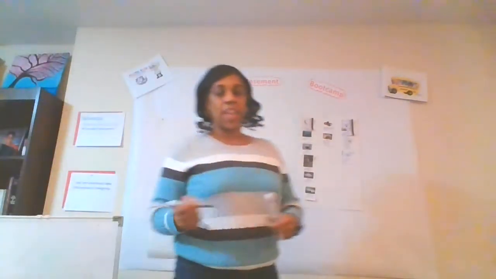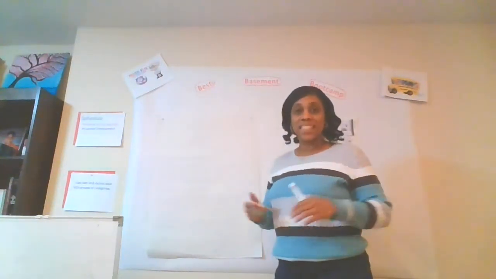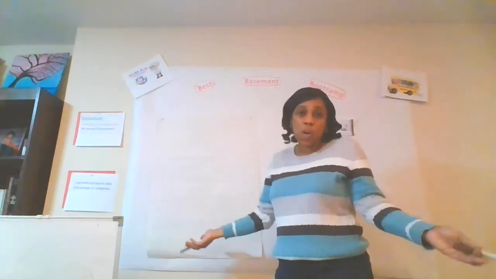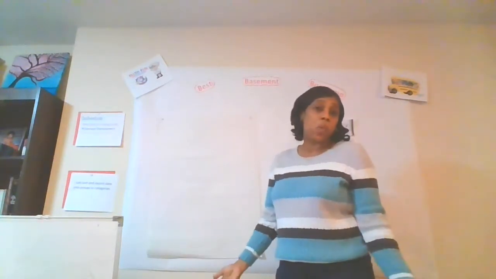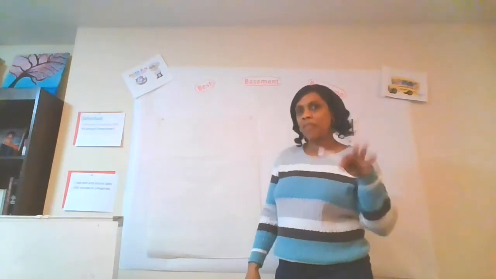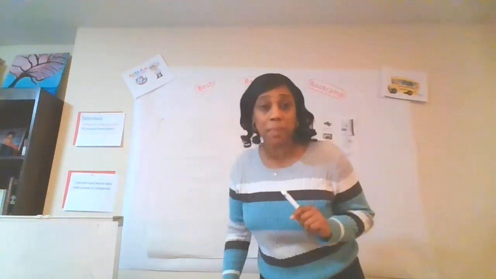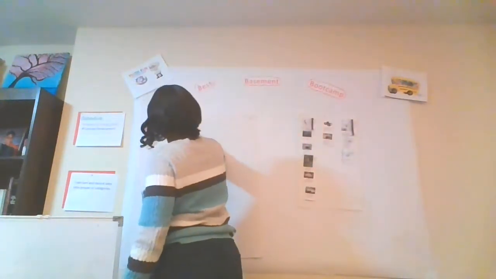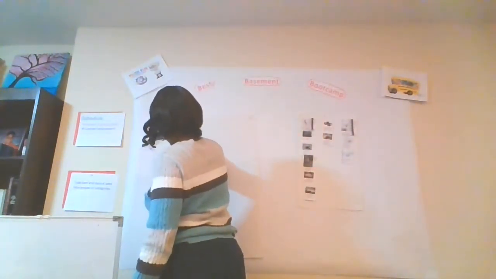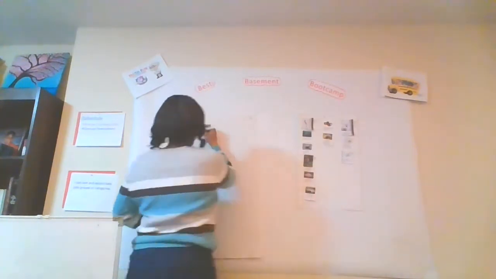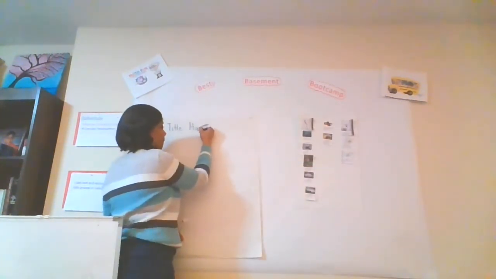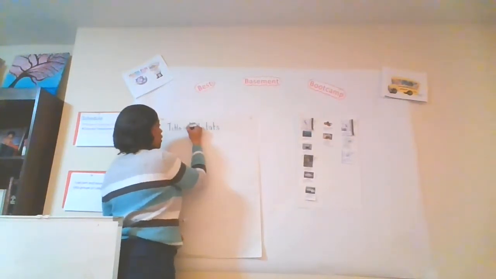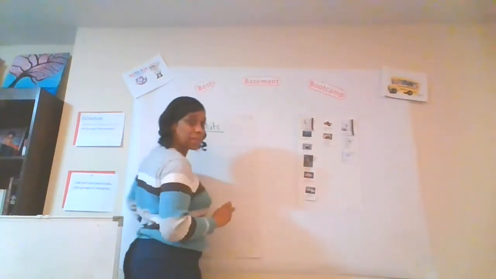Well, if you know anything about tables, tables have to have a title, because we have to know how we are grouping them. We're grouping them by where they live. And where they live, I have a big old college word for that. You know I love my college words. It's called a habitat. So, our title is habitats.